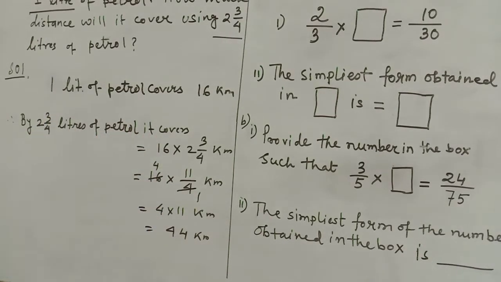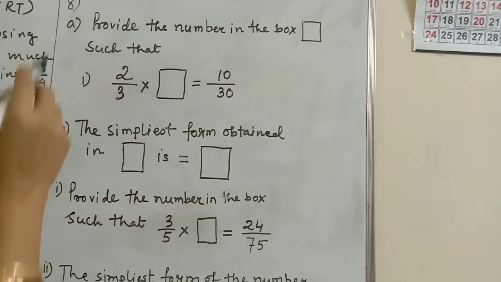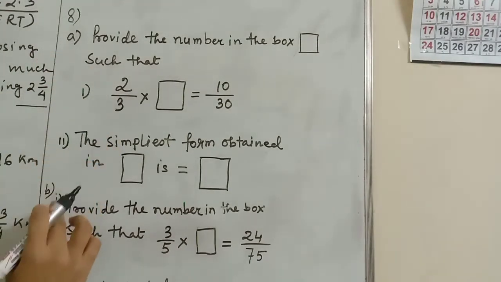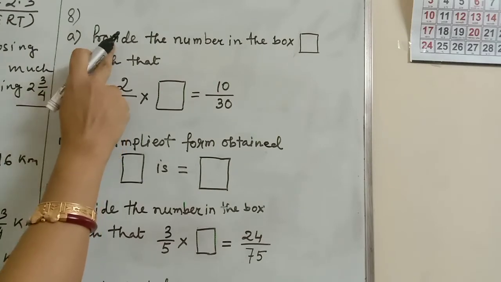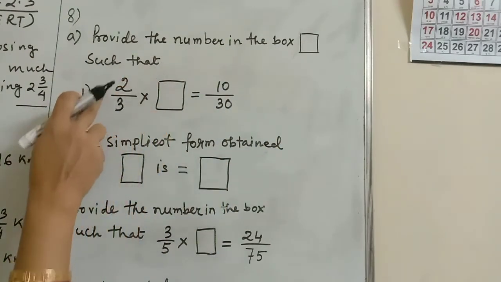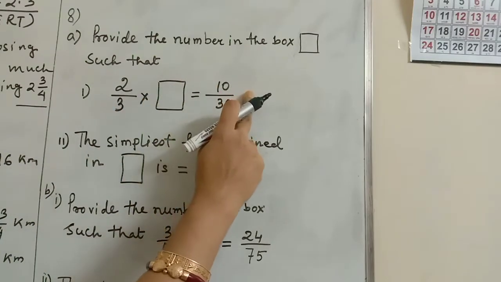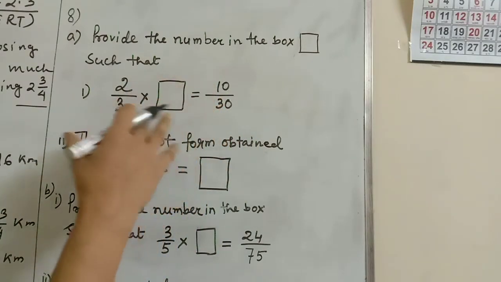Next question. Now question number 8. A and B, two questions are there. In A, two parts are there. In B also two parts are there. So sub parts are there. Now the question is, provide the number in the box such that 2/3 into the number in the box, the result will be 10/30. So you can think in many ways.